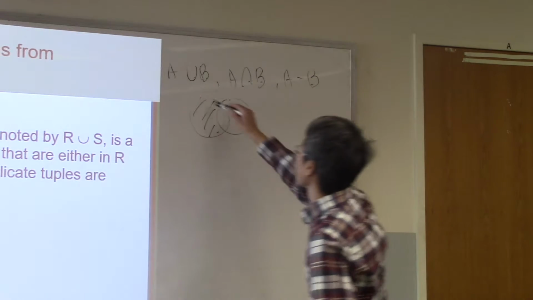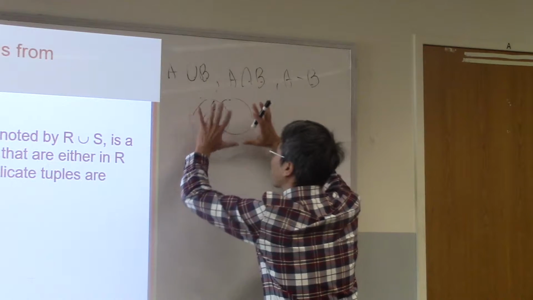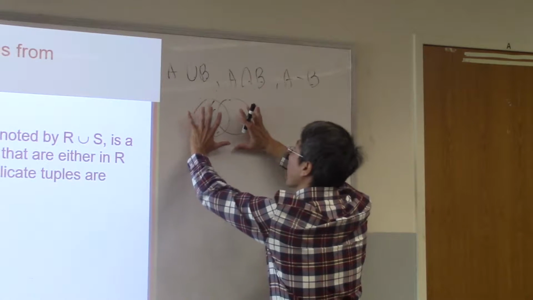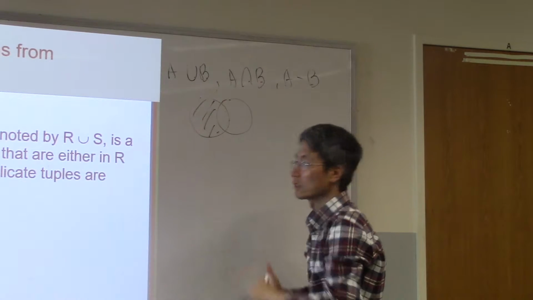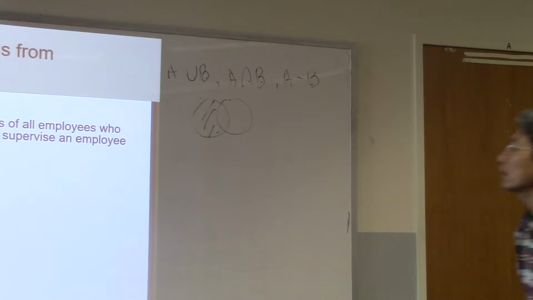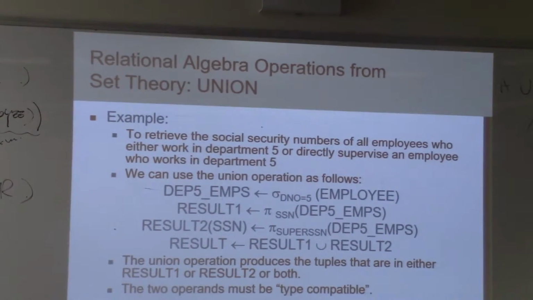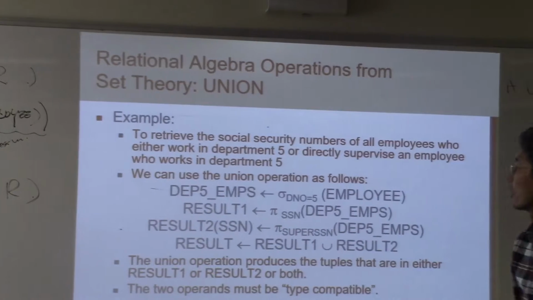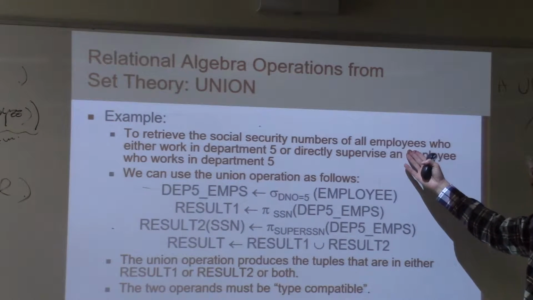So these are the tables. This is a relation, and this is another table. We try to get the tuples that belong to any of these, both of them or only this one. That is the union operation. So what does that mean? To retrieve the social security number, we need the social security number of all employees.